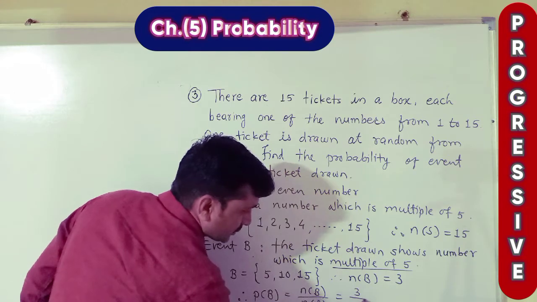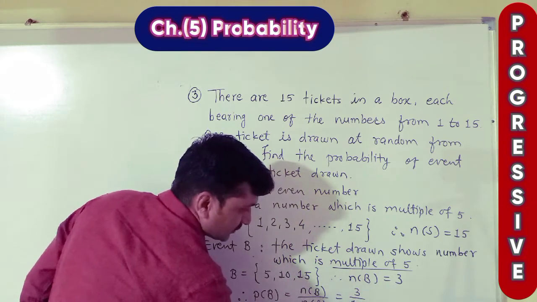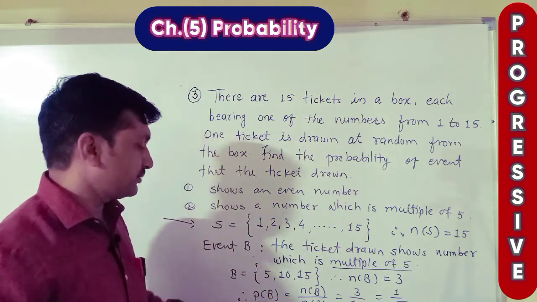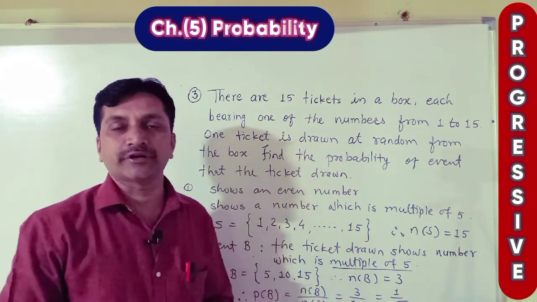NB is 3 upon NS is 15. It is reducible by 3. 3 1s are 3, 3 5s are 15. Therefore probability of B is equal to 1 upon 5.